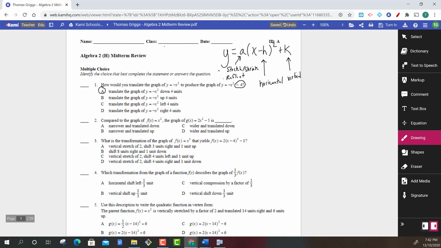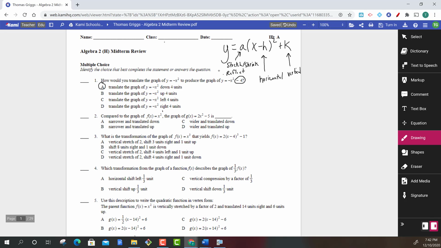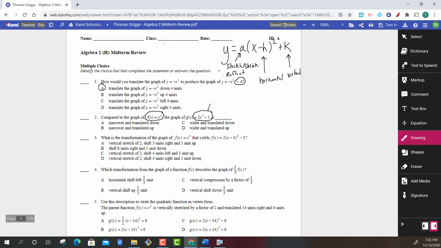Number two, kind of the same format. We're comparing the graph of positive x squared this time to 2x squared minus 5. So again, the minus 5 is on the outside, so this should shift the graph down 5 units. And the 2 kind of stretches out the graph since that a value is greater than 1. So that stretches out the graph, and think about if you stretch something out, you're making it longer and skinnier or narrower. So this one is narrow and translated down.